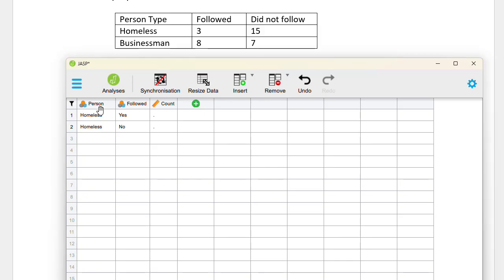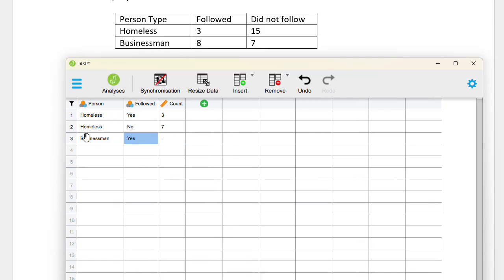So we've got person, and we've got homeless, and then for followed we've got yes, and that's for the yes they followed, and no for the did not follow. So homeless yes would be 3, homeless no would be 7. Then we've got the businessman, and then yes, and that was 8.